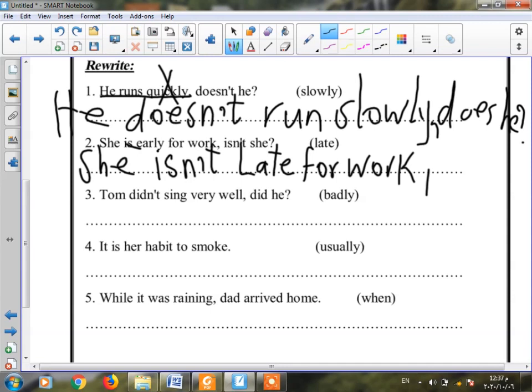Okay, forget about the first one. Let's look here at the first part of the sentence. She is not late. Write a question tag for this. It will be is she.